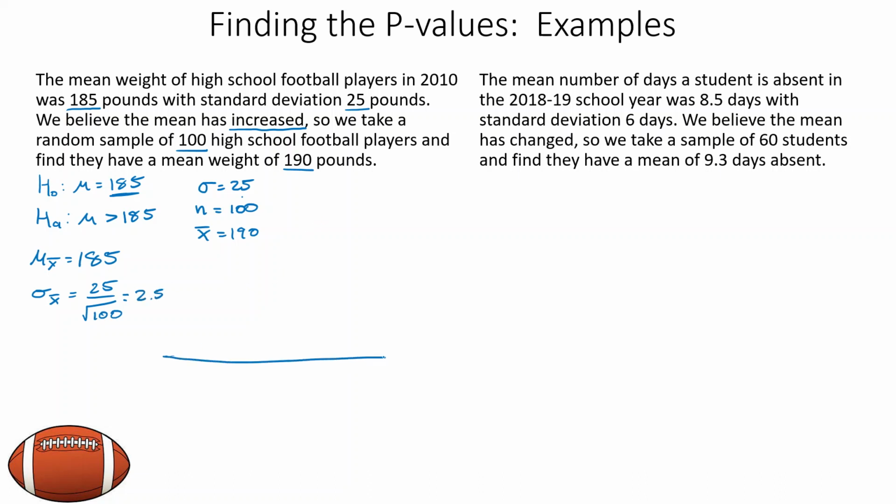And now we're going to have a normal distribution. And let's see, we've got 185 right here in the middle. And 190 is going to be up here. And we're going to go up from there because our alternative hypothesis is that it has increased. So to find that, we're going to use normal CDF. Our lower bound will be the 190. Our upper bound will be just something big. Let's try 1,000. Our mean is our null hypothesis mean, 185. And our standard deviation is our sampling standard deviation, 2.5.